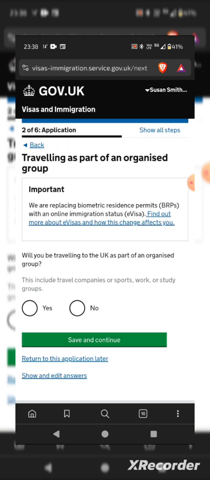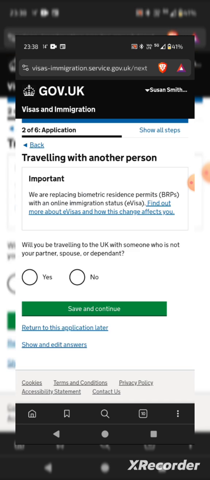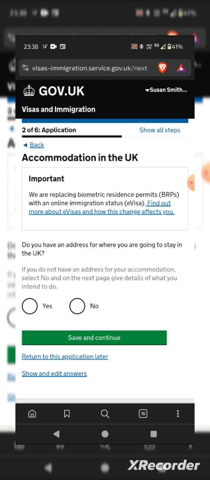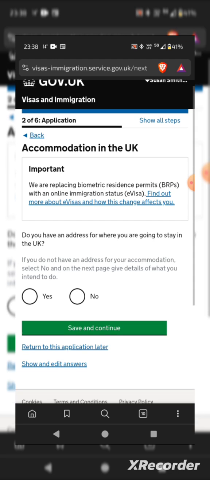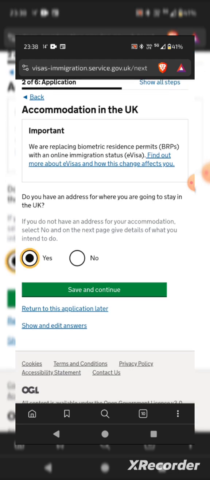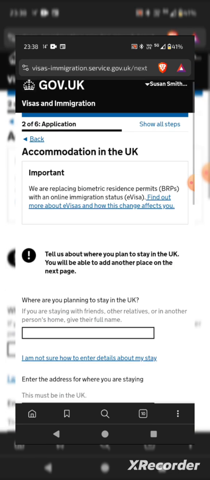So if you are traveling as a group, most times will be no. So no. Will you travel with another person? Probably no. Save and continue. Accommodation in the UK. Do you have an address to live in the UK? You must have an address to live in the UK. So you use your sponsor's address, okay? You take save and continue.